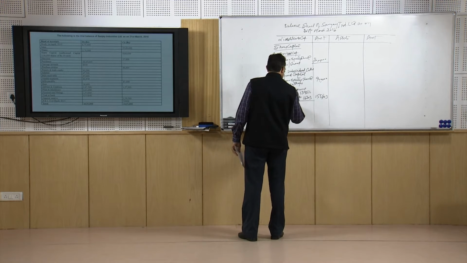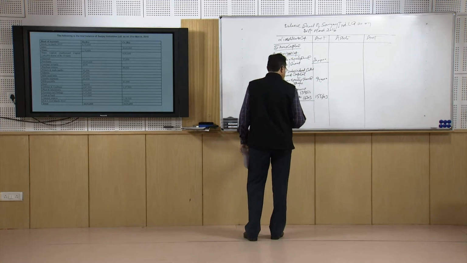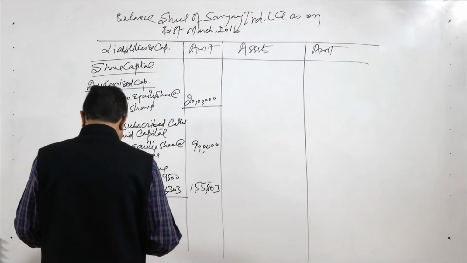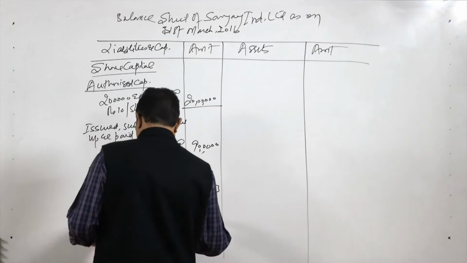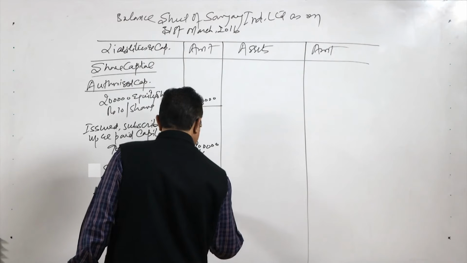And then is profit and loss account, or you can write it as net profit. Profit and loss account, how much was the balance we transferred to the profit and loss account? It was 2,73,000.